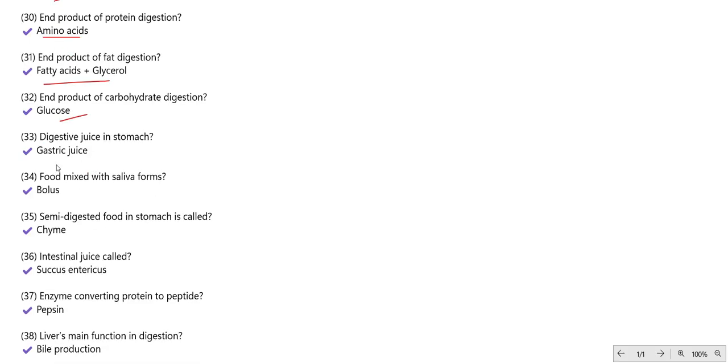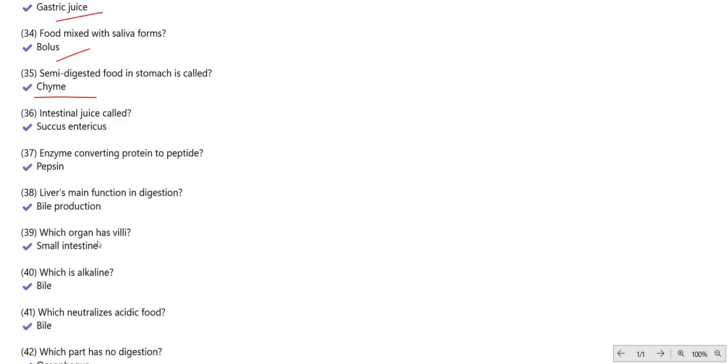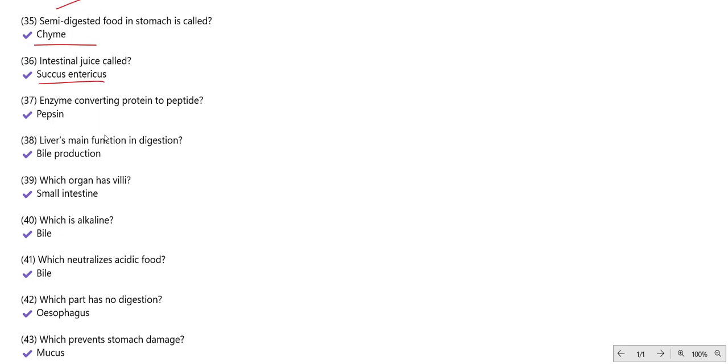Digestive juice in stomach, gastric juice. Food mixed with saliva, it forms the bolus, and that semi-digested food in stomach is called your chyme. Intestinal juice is called succus entericus. Enzyme converting protein to peptide is your pepsin. Liver's main function in digestion is bile production. Which organ has villi? Small intestine.